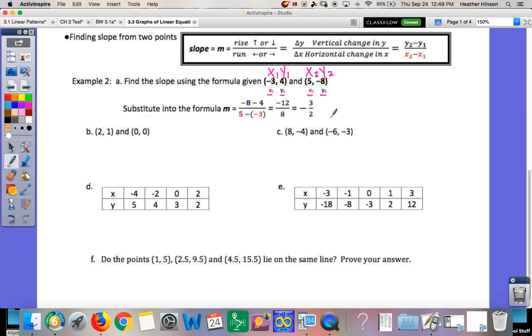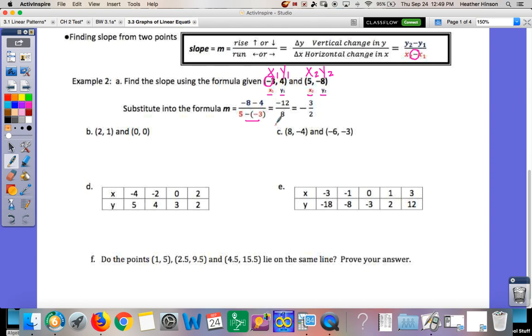Then we just plug it into our formula. y2 is negative 8, so that went first, minus y1. y1 was 4, so it went second. On the bottom, we have x2, so x2 is 5, so that goes first, minus x1, which was negative 3. This is the one most people miss. You have to get that double negative. Your problem has a minus in it, and your point has a negative. So you have to get your minus and negative. Don't forget those. Put them in parentheses.